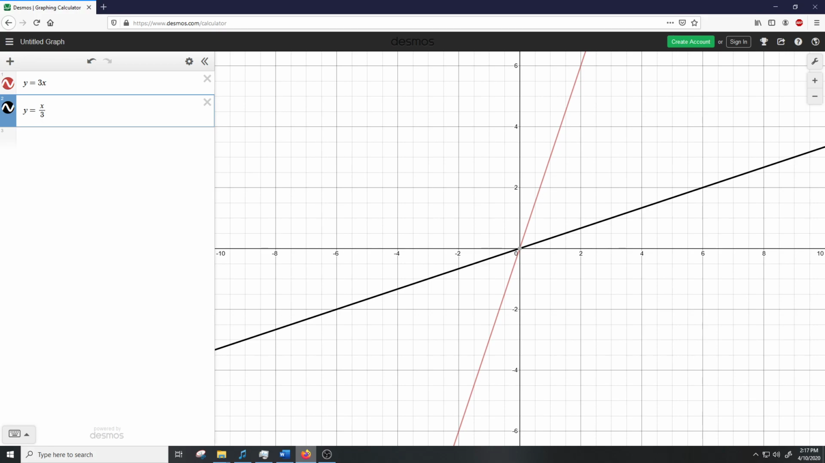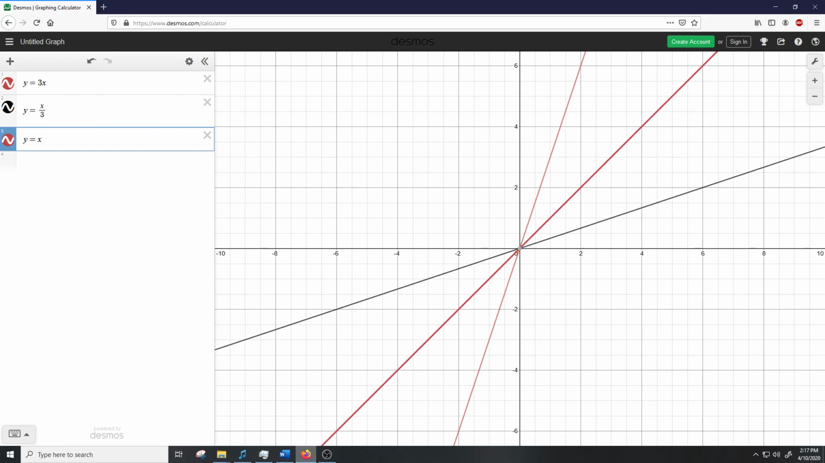Now, how did I get that fraction bar? All you have to do is hit the slash button next to the shift bar. So there you can see the original and the inverse, one's in red, one's in black. And the last one I'll do will be the symmetry line that we talked about before, y equals x, just to show you that it's splitting it right down the middle.